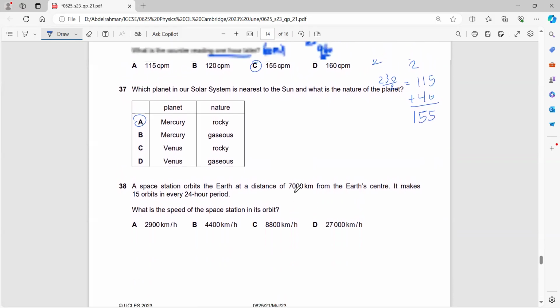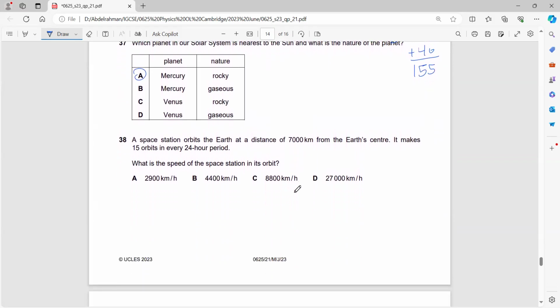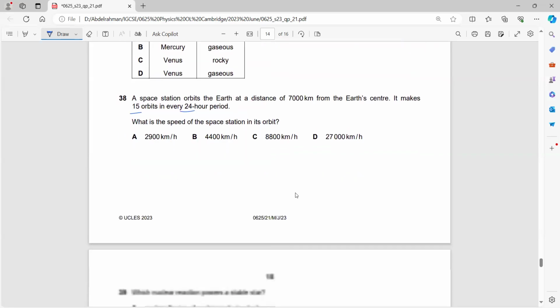A space station orbits the Earth at a distance of 7,000 kilometers from Earth's center. It makes 15 orbits every 24 hours. What is the speed? Okay, we know the orbital speed. Speed equals 2 pi r over t, in which r is the radius of rotation, and t is the orbital period. You need the final answer to be in kilometers per hour. We have the distance in kilometers, and we have the period in hours.